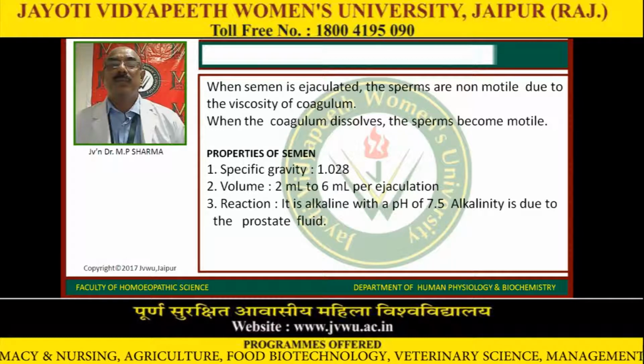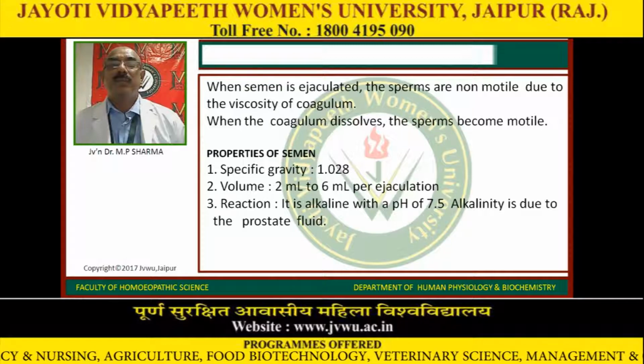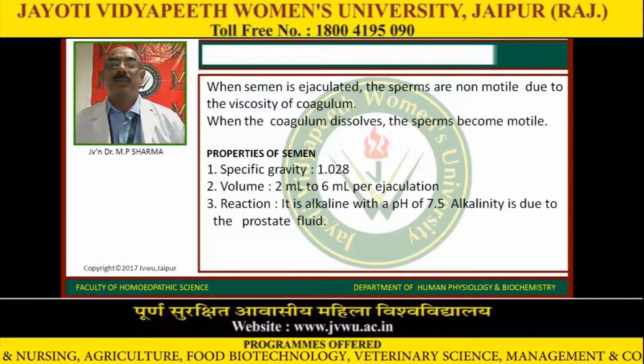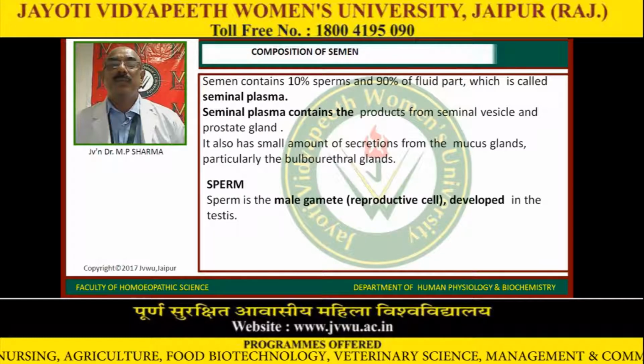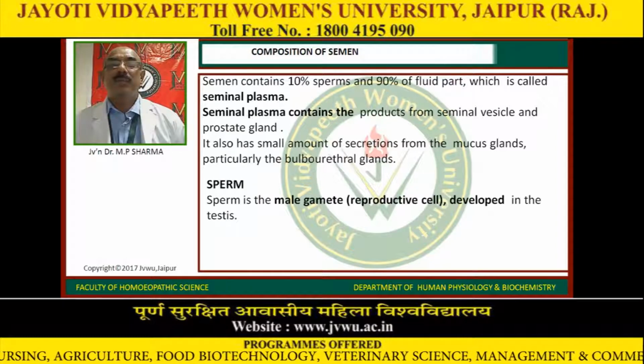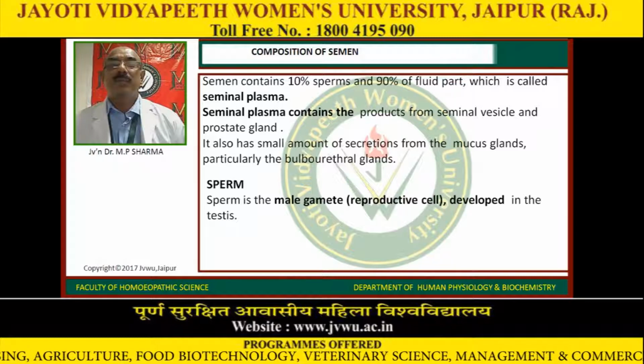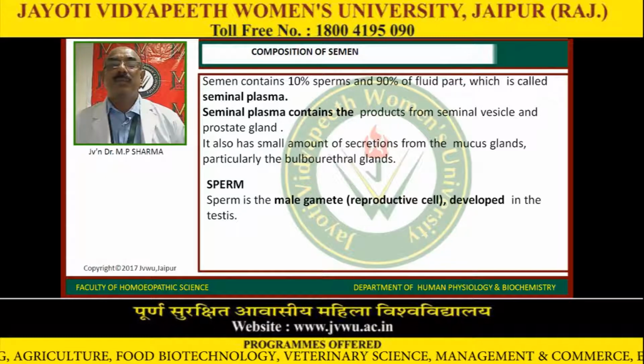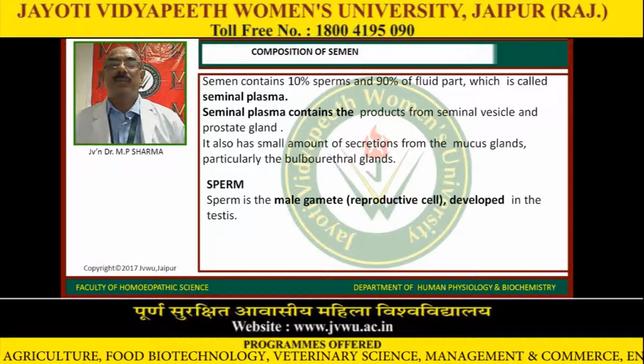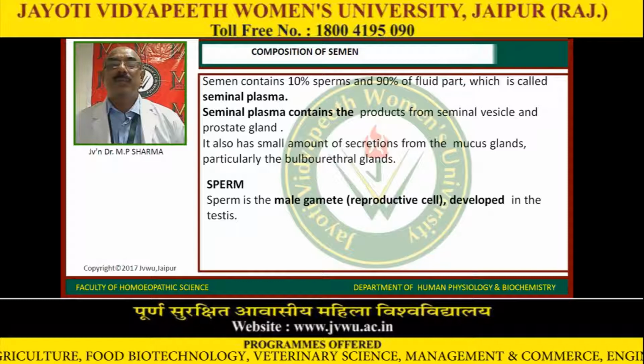Properties of the semen: specific gravity is 1.028, volume 2 ml to 6 ml per ejaculation. Reaction: it is alkaline with a pH of 7.5. Alkalinity is due to the prostatic fluid. Composition of semen. Semen contains 10% sperm and 90% fluid part, which is called seminal plasma. Seminal plasma contains the products from seminal vesicle and prostate glands, and it also has a small amount of the secretion from the mucous glands, particularly the bulbourethral gland.